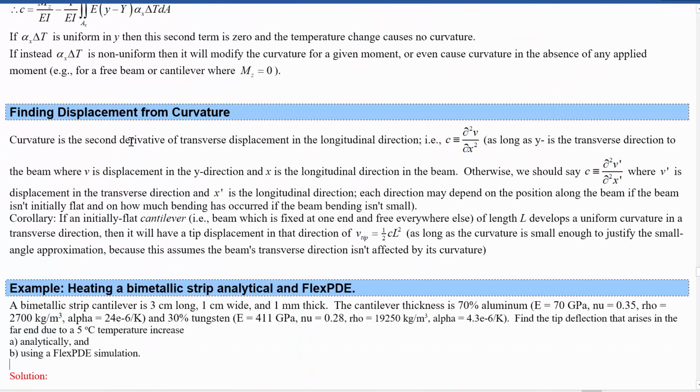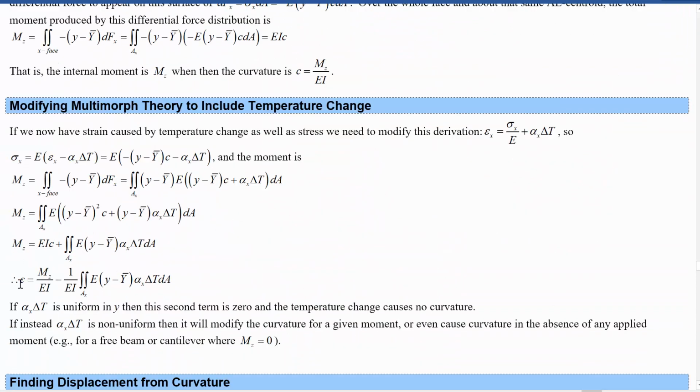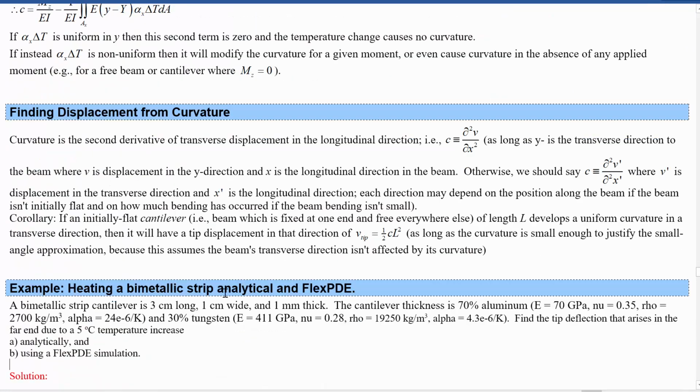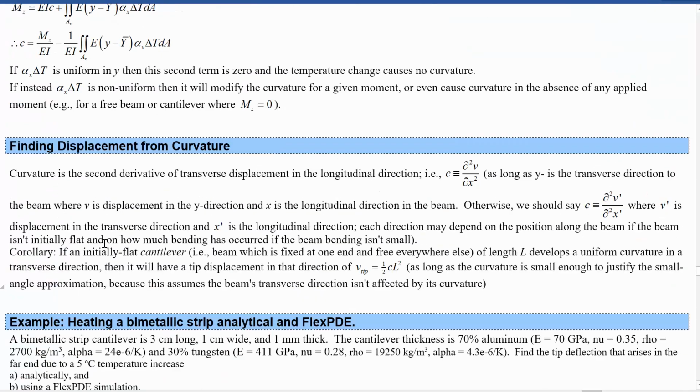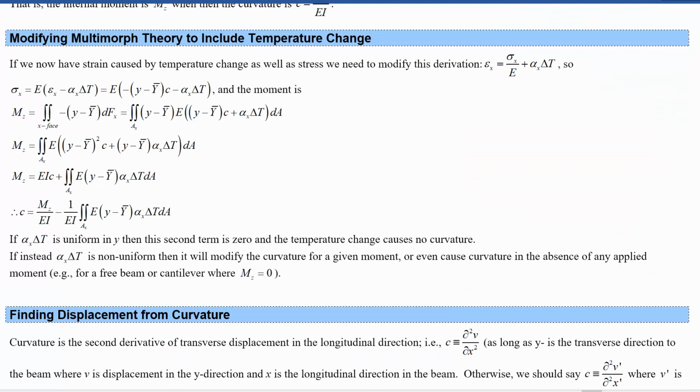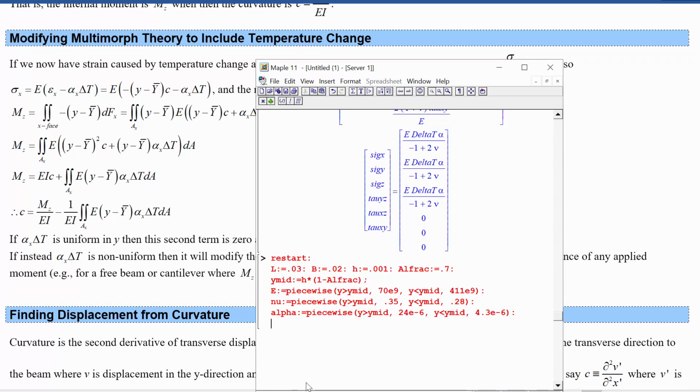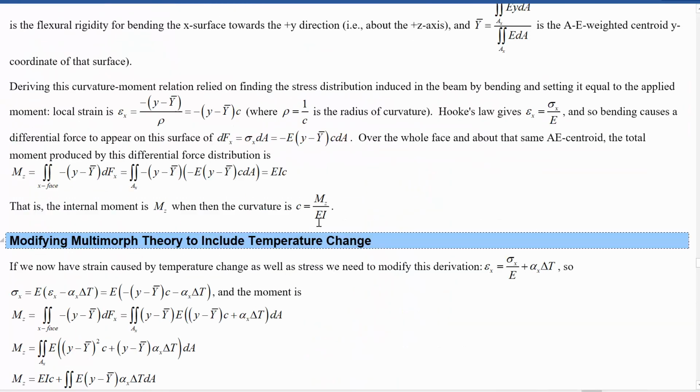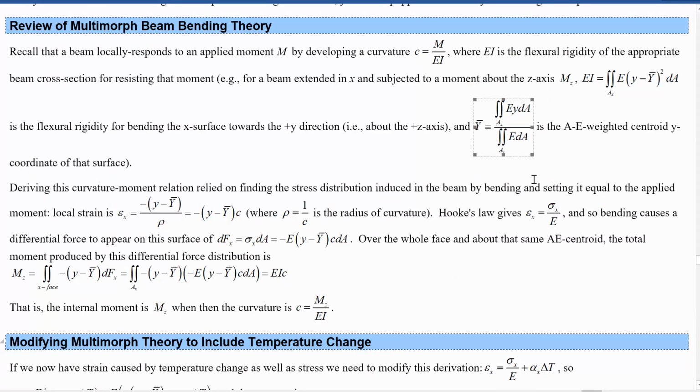So next up, we're going to build in this calculation for the curvature. The first thing we want to do is find the tip displacement when we heat it up a certain amount. So we'll put in the calculation here. We've got that C is related to the externally applied moment over EI, minus 1 over EI times the integral over the cross-section of E, Y minus Y bar, alpha delta T. So we'll need delta T equal to 5 degrees. We're given that in the problem. And we'll need to figure out what Y bar is and what EI is, and those are defined up here. So Y bar is the integral over the cross-section of E times Y dA over the integral of E dA.